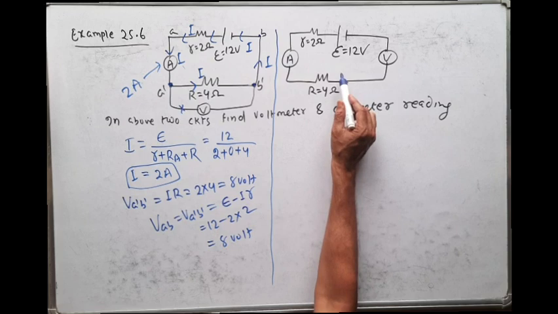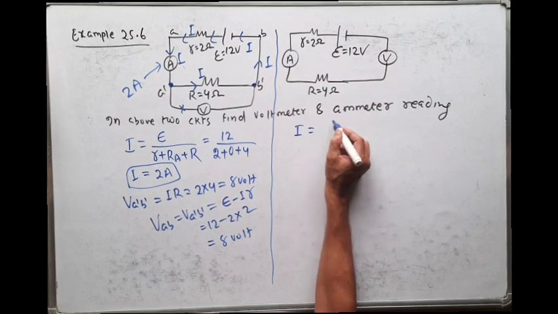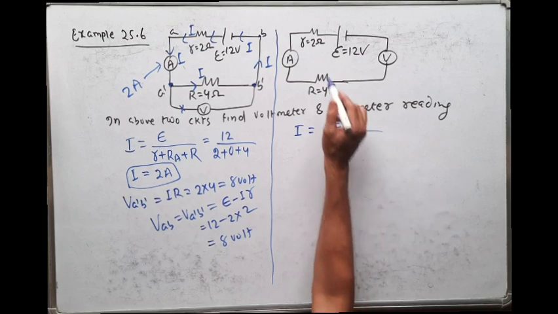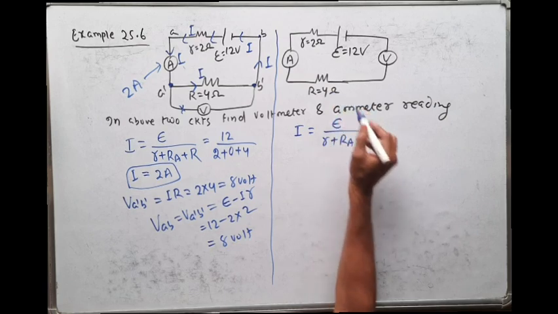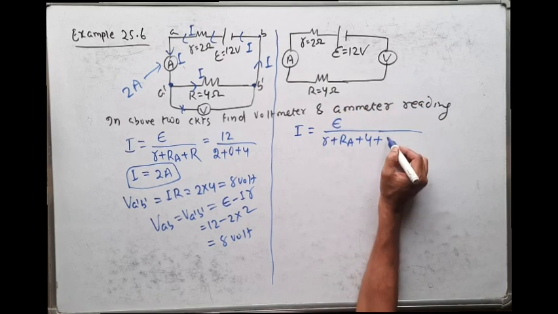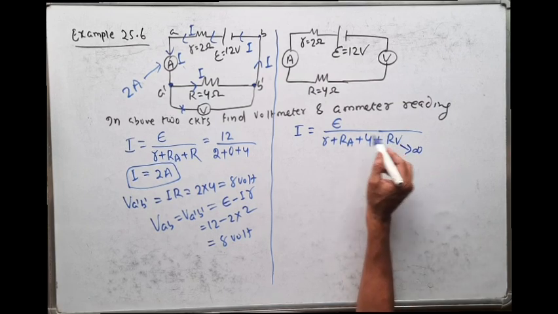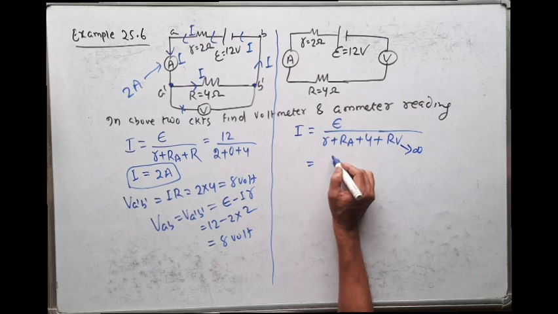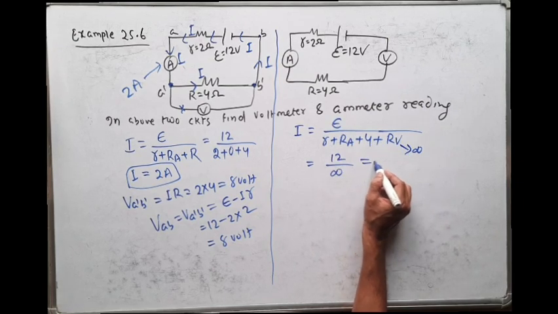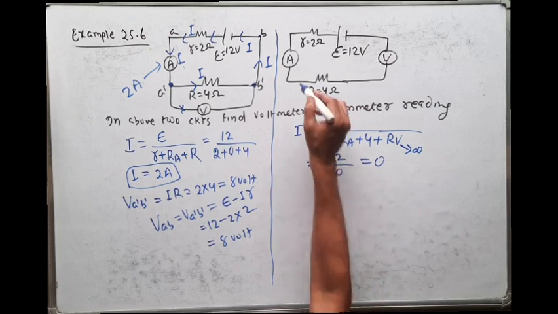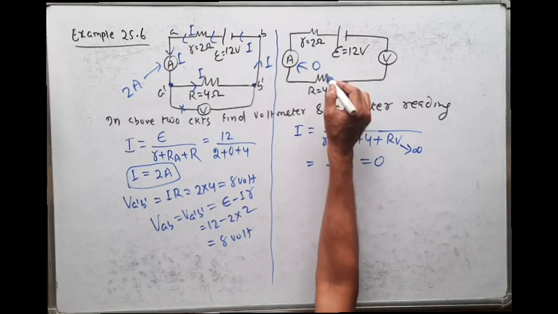Now come to this circuit. So here it is a closed circuit. So what is the value of current in this circuit? The total EMF is E divided by internal resistance plus resistance of ammeter plus resistance of this external plus resistance of the voltmeter. You see the voltmeter resistance is infinite. So E is equal to 12 volt divided by infinite plus something is also infinite, that means current will be 0. So this ammeter will show 0 ampere reading.